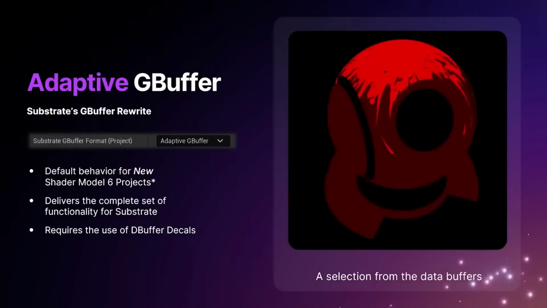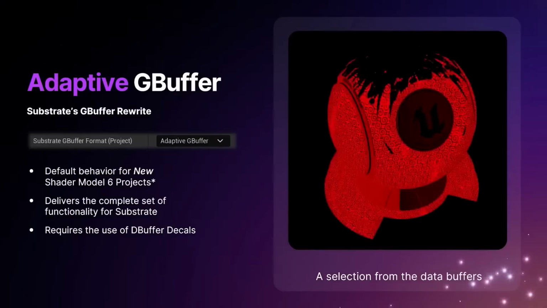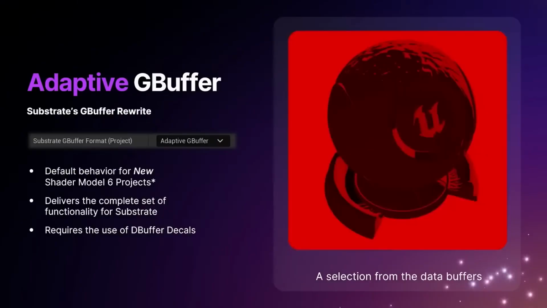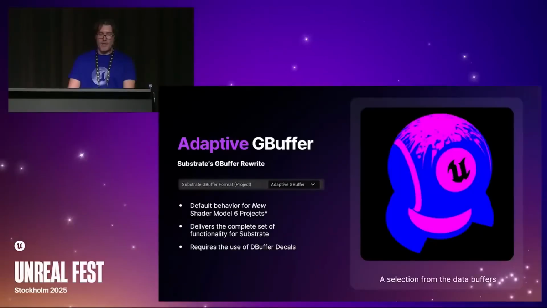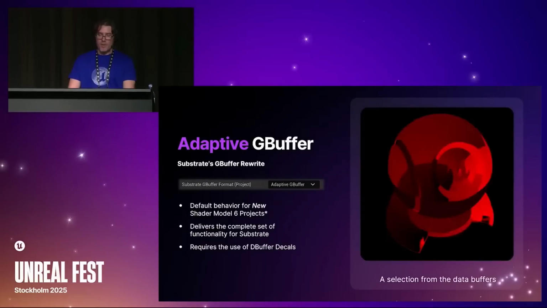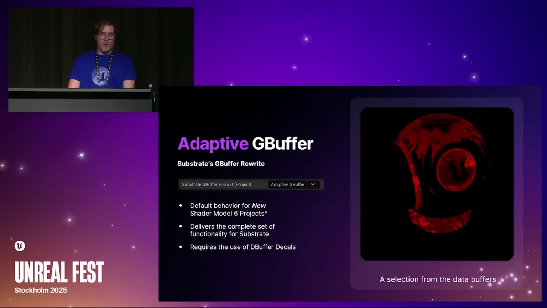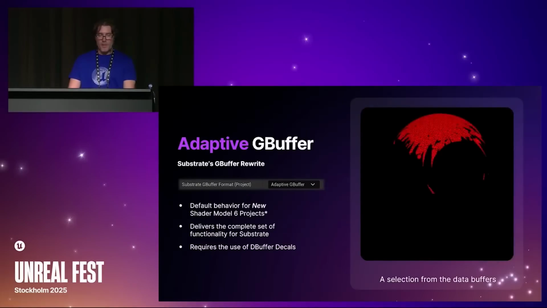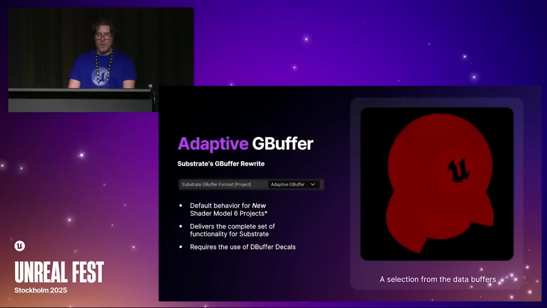However, whether we enable this for all SM6 projects or just a subset of templates will depend on some data we're gathering right now during our ongoing performance testing leading up to the 5.7 release. The adaptive G-buffer uses a set of bit-packed UAVs to encode Substrate data per pixel. And this enables all of Substrate's features, including closure blending and per-pixel material topology. And this is the mode that delivers the full flexibility and expressiveness of the system.